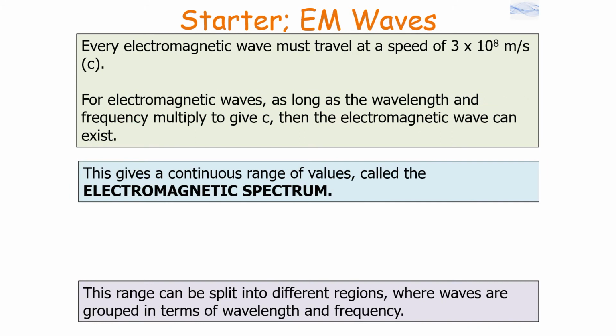Now, let's just recap what we have learned so far. Every electromagnetic wave must travel at a speed of 3 times 10 to the 8 meters per second. For electromagnetic waves, as long as the wavelength and frequency multiply to give c, then the electromagnetic wave can exist. This gives a continuous range of values called the electromagnetic spectrum, and this range can be split into different regions where waves are grouped in terms of wavelength and frequency.